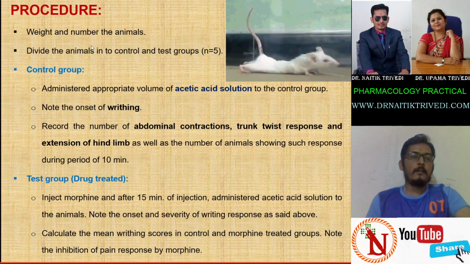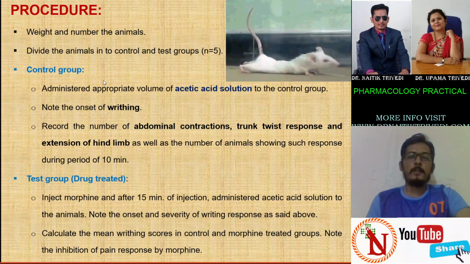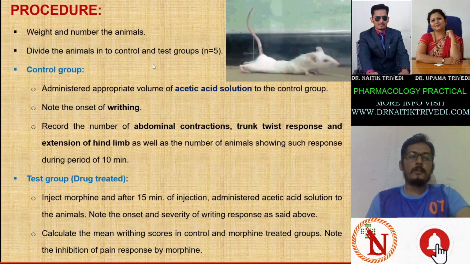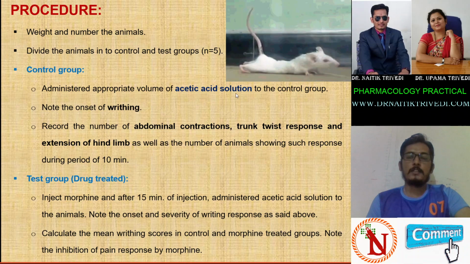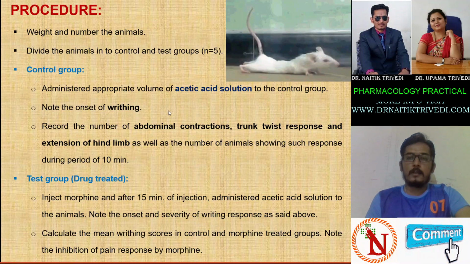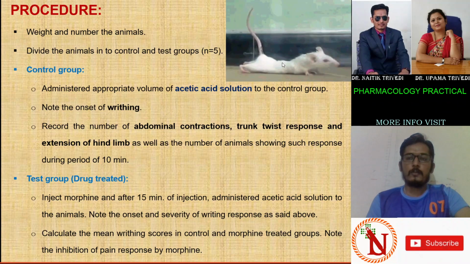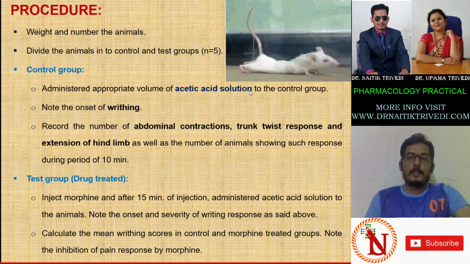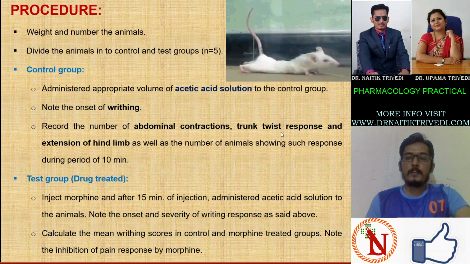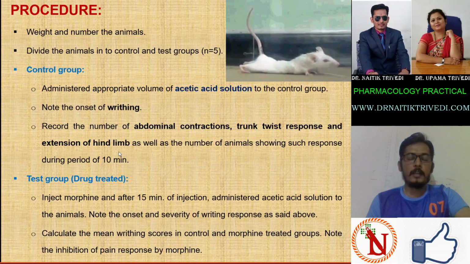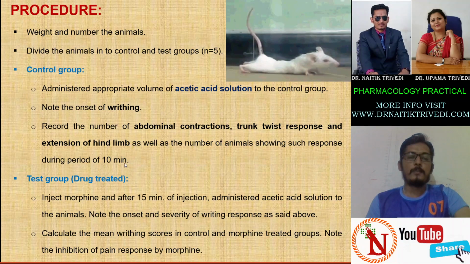So here is the practical procedure: weigh and number the animals. Divide the animals into control and test groups. As in the previous method, divide the animals into two groups. Administer an appropriate volume of acetic acid solution through intraperitoneal injection. Note the onset of the writhing. Here I have shown you the picturization of the writhing. Record the number of abdominal contractions, trunk twisting responses, and extension of the hind limb, as well as the number of animals showing such responses during the period of 10 minutes.